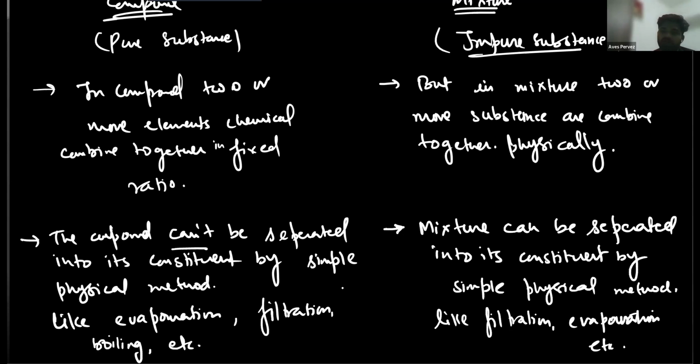Got it? But if you have a sugar solution or a salt solution and you start heating it, you will find that the water gets evaporated and the salt will be left in the container. So impure substances, meaning mixtures, can be separated by physical methods because they are not chemically bonded. They are just present in the intermolecular space. Got it? Please note it down.